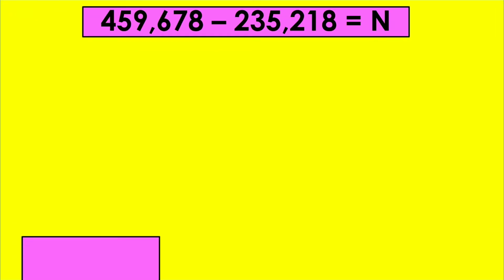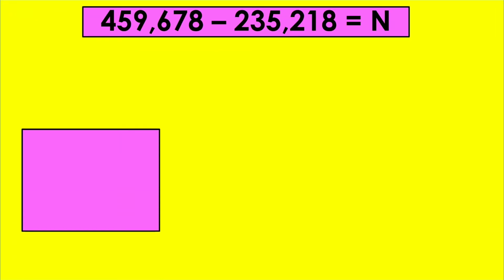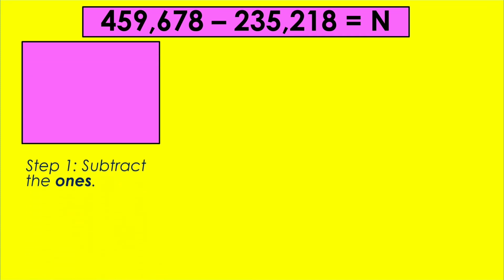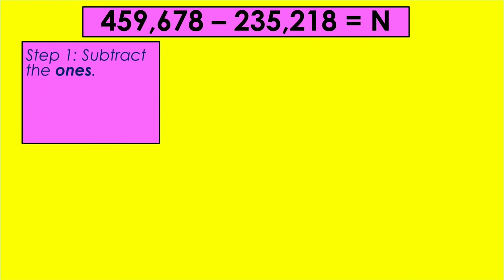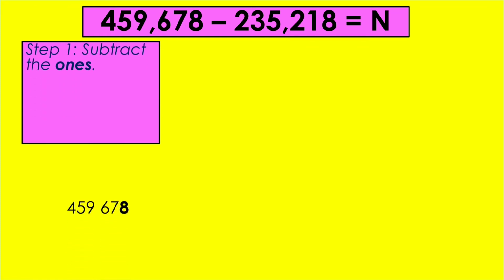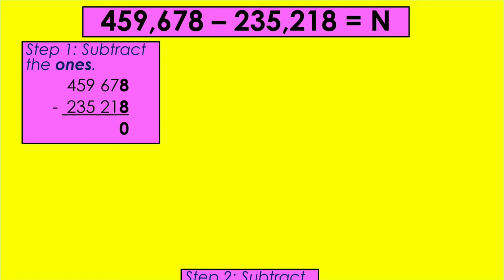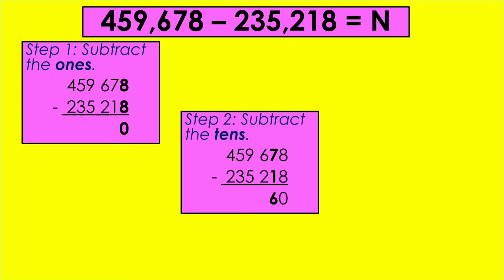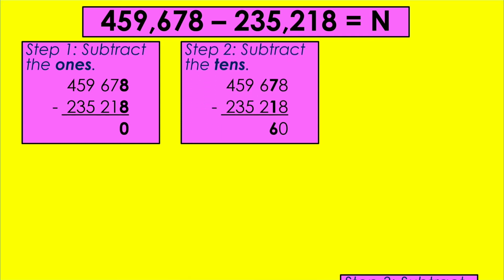So let's have 459,678 minus 235,218 is equal to n. N is used to substitute for an unknown number. Step 1, subtract the ones digit. Let us subtract the ones digits, which are 8 and 8. 8 minus 8 is equal to 0. Then align it to the ones digits. Subtract the tens digits. We have 7 minus 1, that is 6.